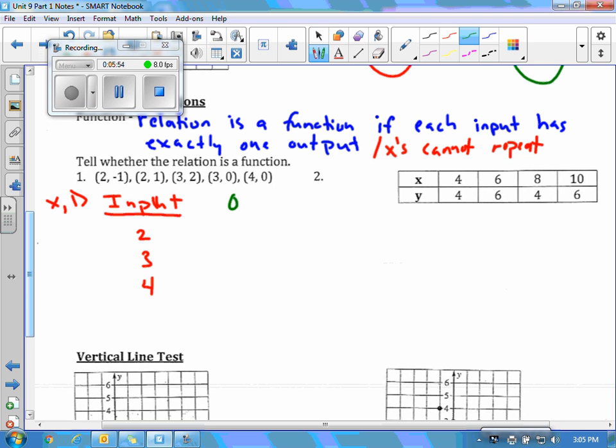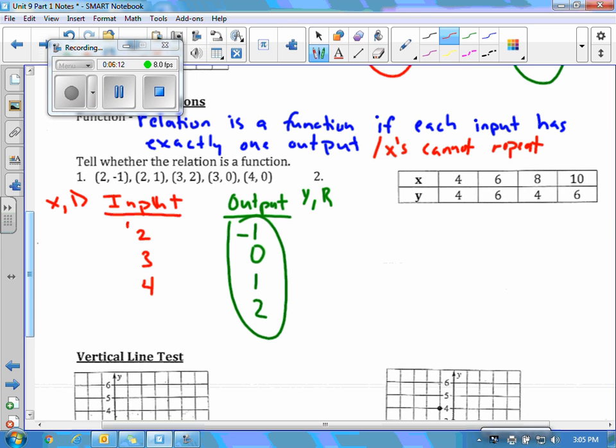Then on the other side, I'm going to put my outputs, which again are my y values or my range. Again, if they repeat, I only put them once. I also need to put them in order from least to greatest. From the -1, then I have 2 zeros, a 1, and a 2. And we'll go ahead and circle those, oval them, whatever you want to call it.